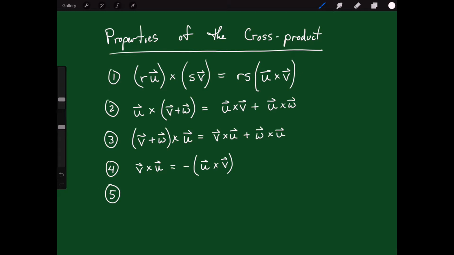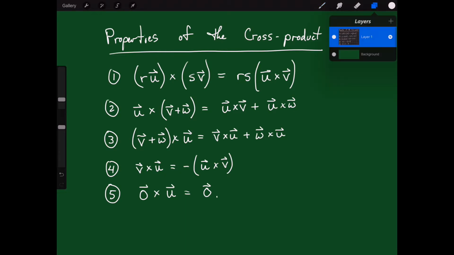And 5, if I have the 0 vector cross any vector u, then I end up with the 0 vector. Very good. Okay, so these are the properties that it's nice to know.